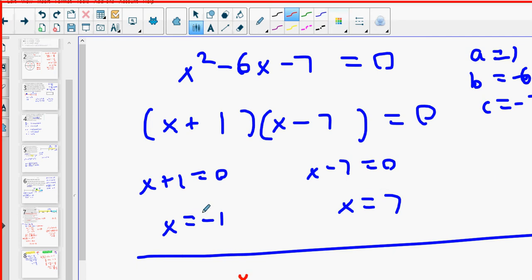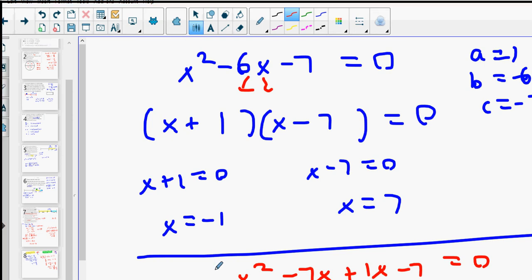Some people would have done it this way. Some people would have split this 6x up into minus 7x plus 1x, and you would have done the factorizing method. That's okay if you did that, and you still would have got x plus 1 and x minus 7. So you would have got the same thing. Is that alright? Depending on what way you want to do it.